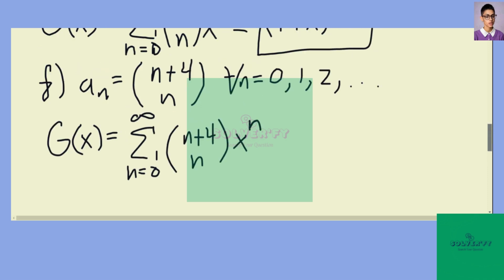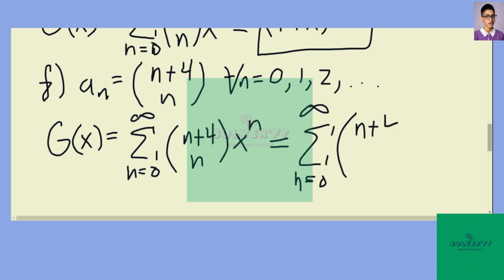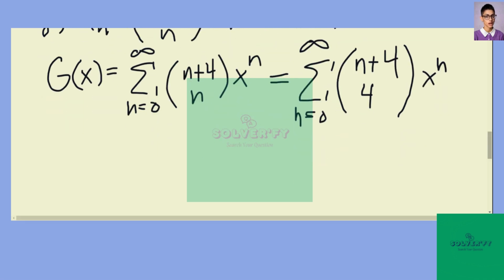Now recall that for a binomial coefficient, this is going to be equal to the sum from n equals 0 to infinity of n plus 4 choose n plus 4 minus n, which is simply 4, x to the n, and then making the substitution t equals n plus 4.